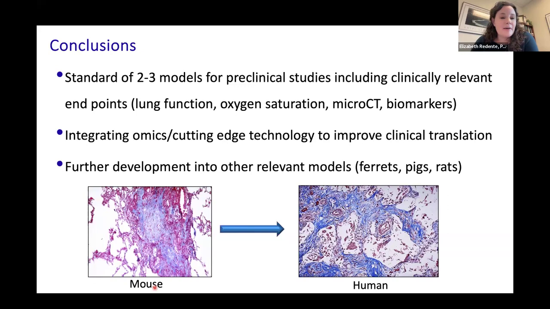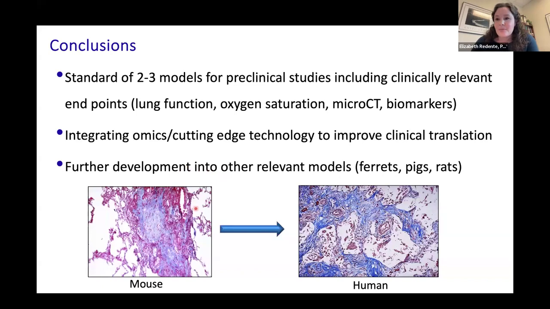And finally, there is a lot of space for further development of other relevant models, including ferrets and pigs and rats. And that has been slow due to the cost of these animals, as well as reduced reagents, or it's much harder to create all of these genetic strains that we depend upon, but most certainly an area that will lead to better translation to human disease.